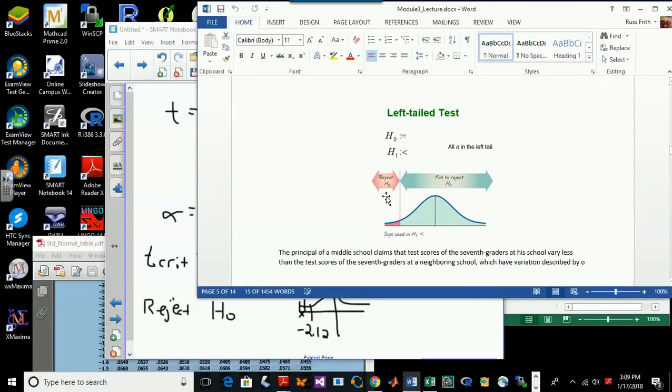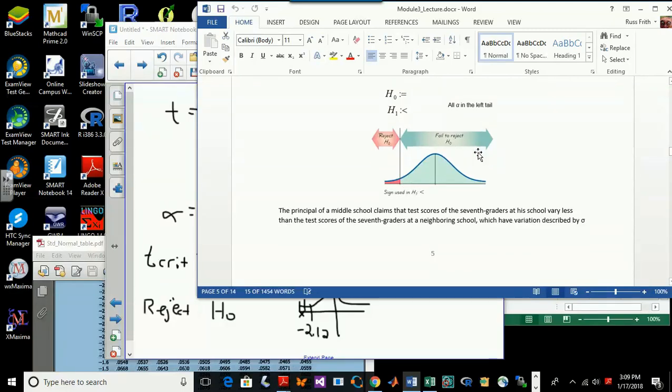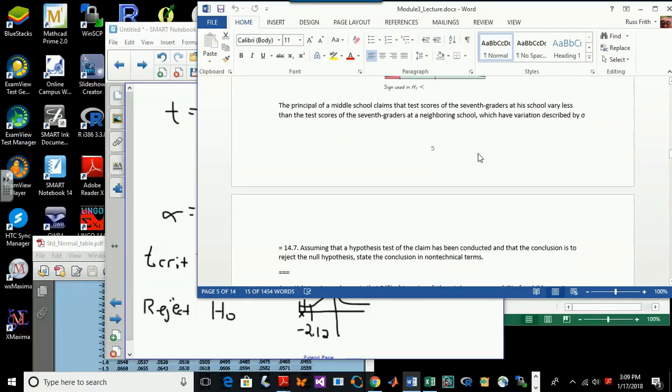So let's talk about the left-tailed test. In the left-tailed test, you use the less than sign for the alternate hypothesis, and you only have one critical value, whereas in the two-tailed test, you had two critical values. If your test statistic falls to the left of the critical value, then you reject the null hypothesis. If your test statistic falls to the right of the critical value, you fail to reject the null hypothesis. So let's look at an example.